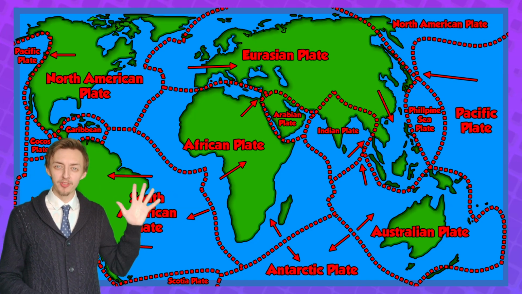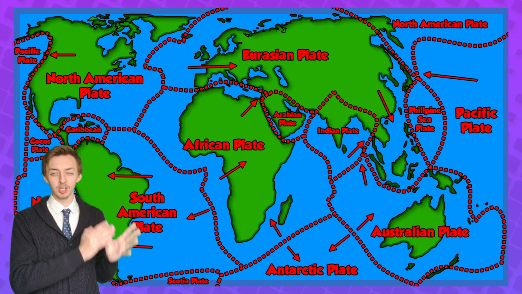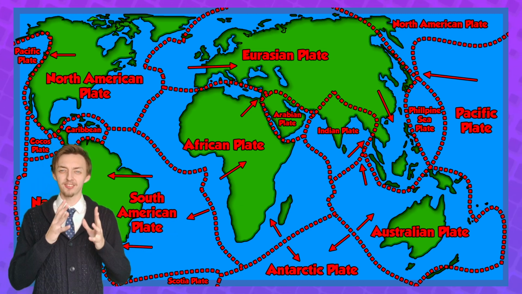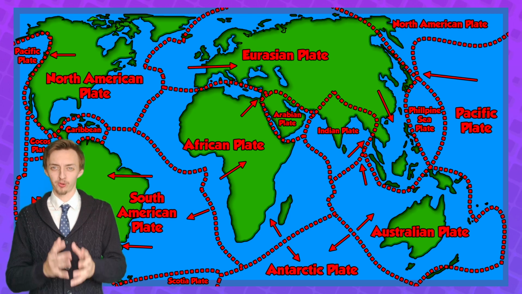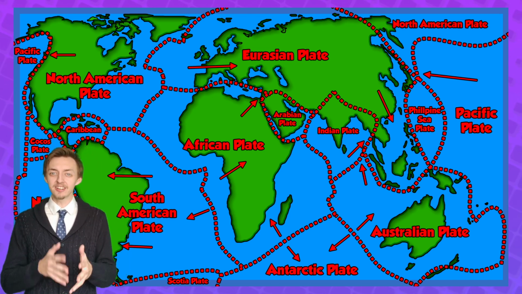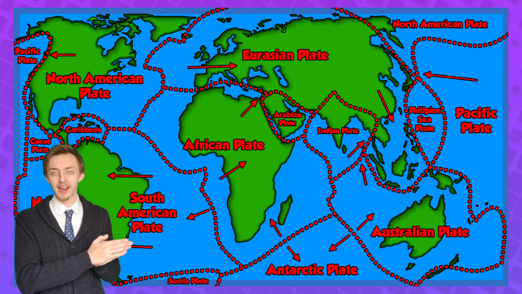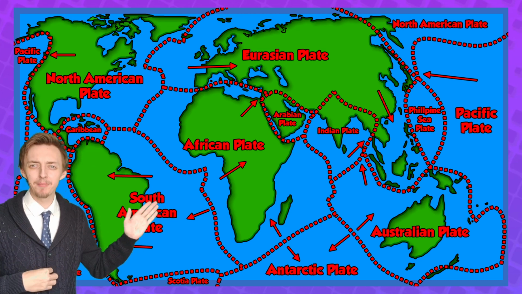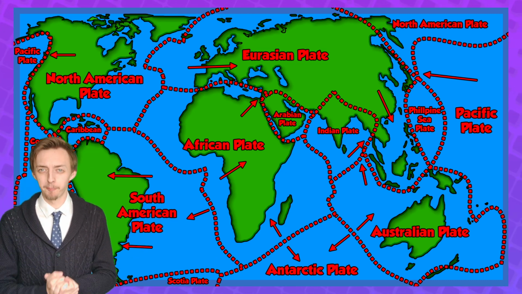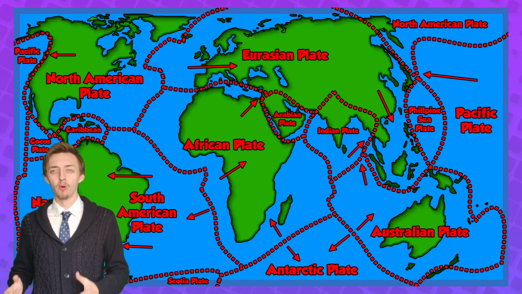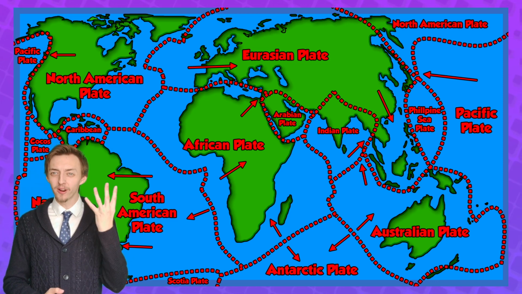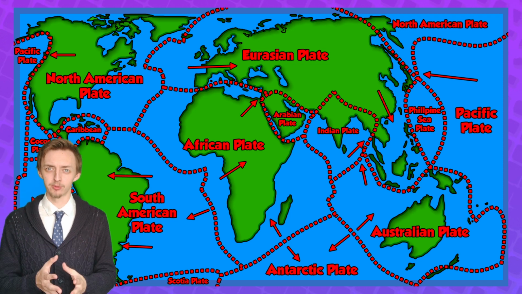Behind me is a map of the world, but instead of it highlighting countries and continents, it highlights the tectonic plates that make up the crust of our planet. Each tectonic plate has a name and a direction of movement, indicated by the arrow upon it. On the map behind me, you can also see the plate boundaries. This is where two or more plates meet, and there are four different types of plate boundary.